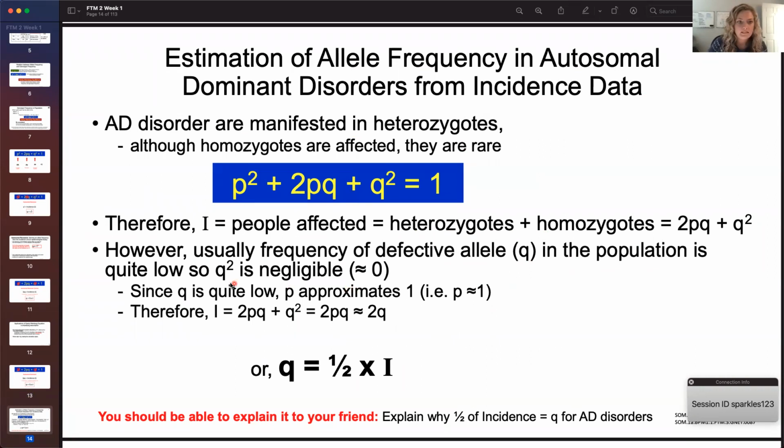So this is just reiterating that Q, the disease causing allele, is going to be half of the incidence. The number of disease causing alleles is going to be half the incidence because you only have to have 1 Q and then you can have 1 functional allele to be affected.